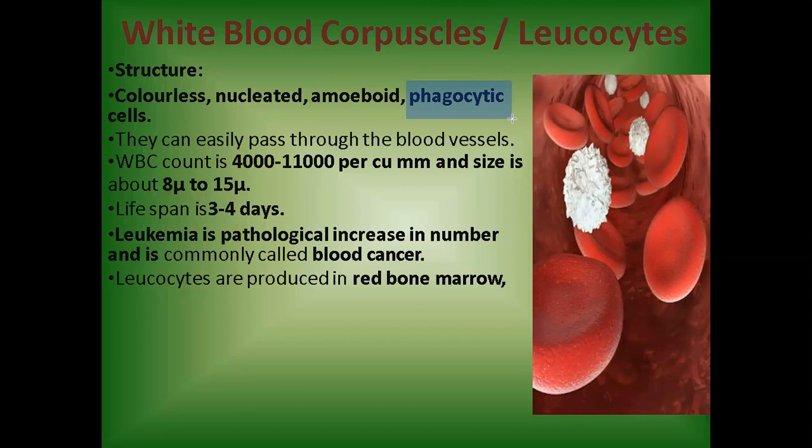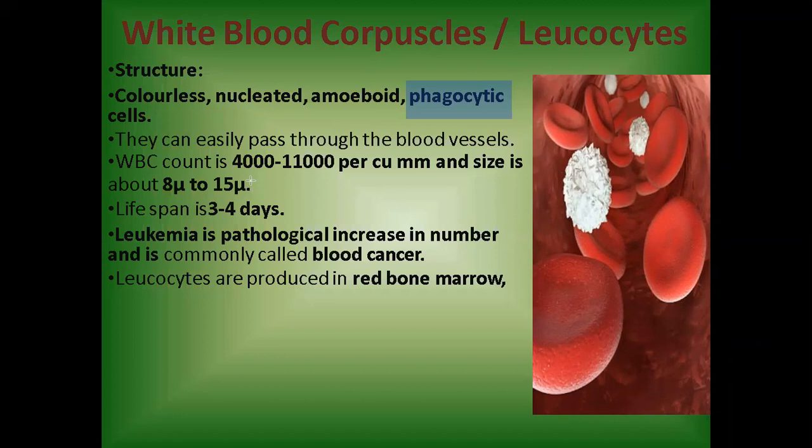In the body, if bacteria or virus attacks, then the immune system in the body is determined by WBC, white blood cell. By that, white blood cell fights against the bacteria or virus attack in the body. And these can easily pass through the blood vessels because they have the capacity to change their shape. From a small hole also, they make their front part small, and it enters inside like a balloon. It can contract.